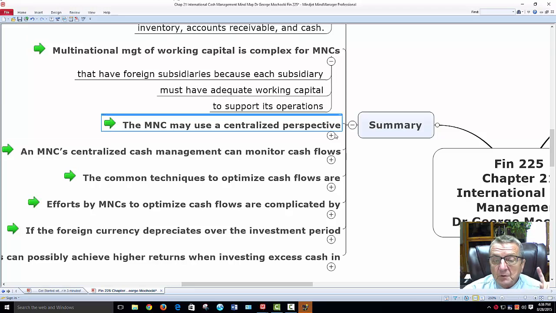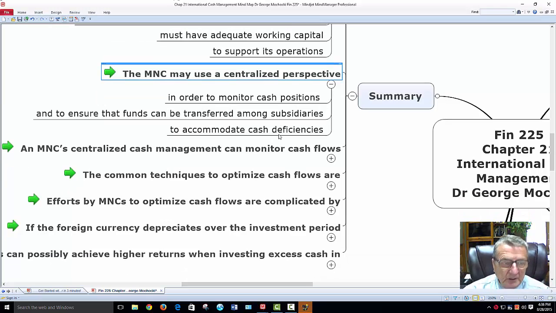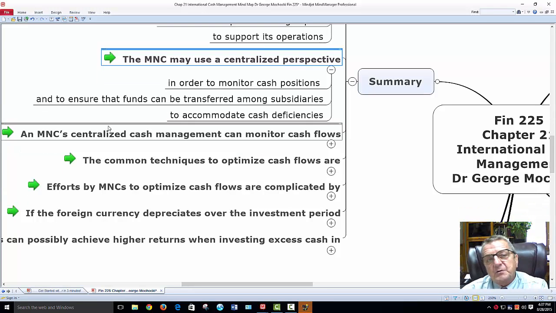Okay, so MMC uses a central perspective. We talked about that in order to monitor cash positions, who has it, and to ensure funds can be transferred among subsidiaries to accommodate cash deficiencies. Again, you highlight what you want, and that's what I want you to do. If you miss some of that, you'll say, oh, I didn't have that. Don't write "in order to monitor." Just say monitor cash transfer between subsidiaries and take care of cash deficiency. I had everything else in 3 words. If I just put the 3 words, look at what that means. That's why I'm helping you here.